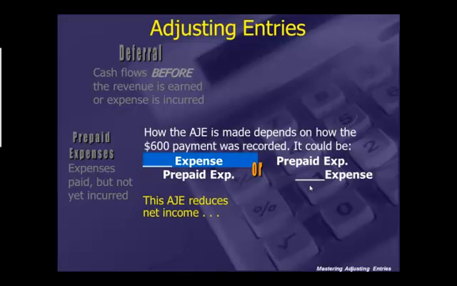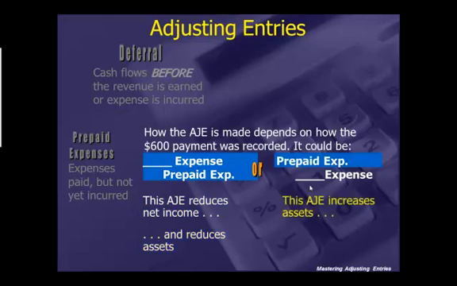This adjusting entry that we're looking at here reduces net income when you debit expense, and it reduces assets. On the right side here, this adjusting entry increases assets and it increases net income.